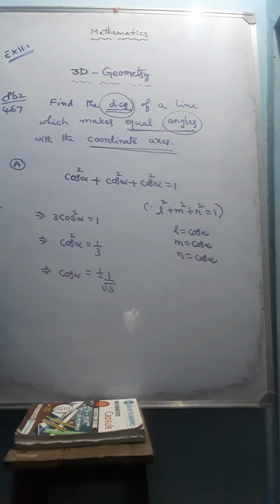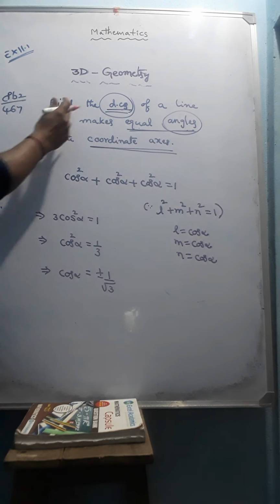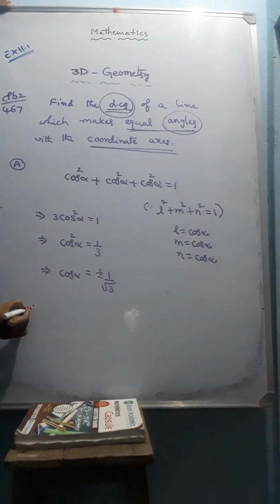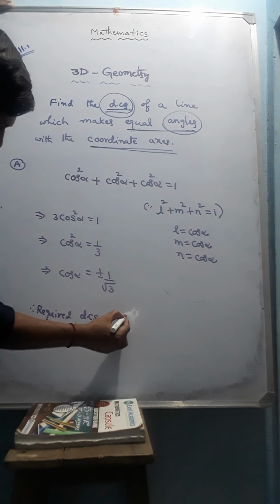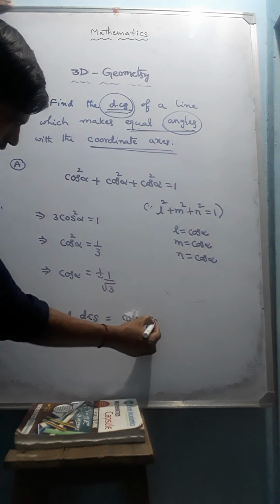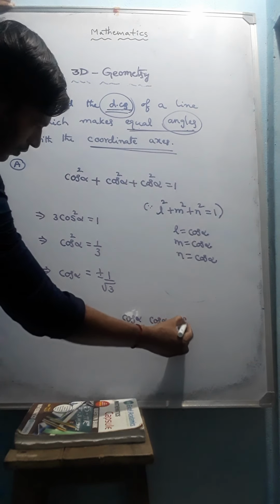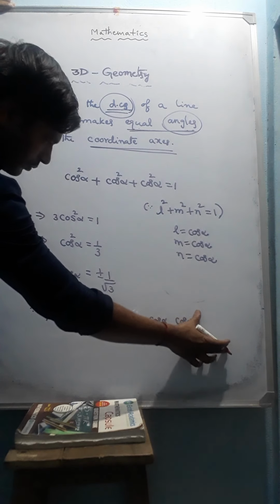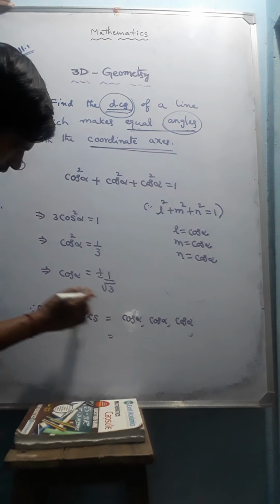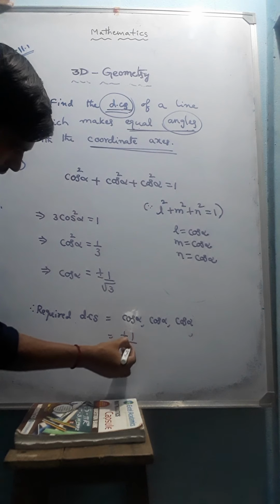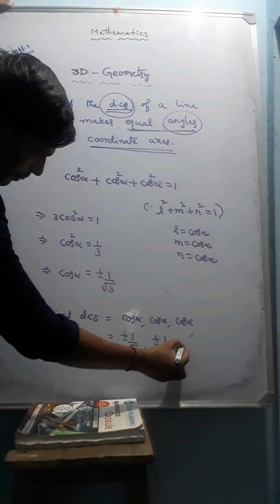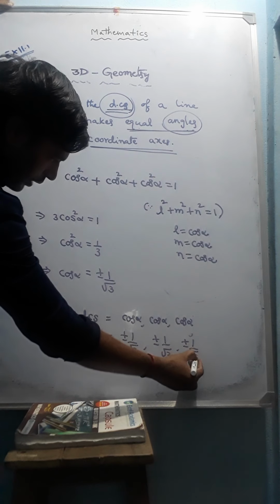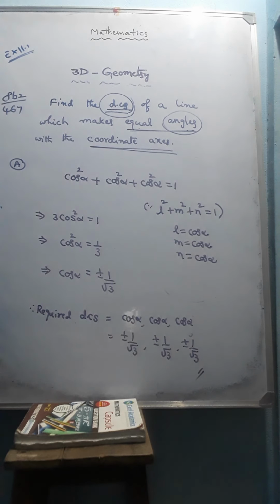Next, he is asking for direction cosines. Therefore, the required direction cosines are cos alpha, cos alpha, cos alpha, which is equal to, with cos alpha equal to plus or minus 1 by root 3, plus or minus 1 by root 3, comma, plus or minus 1 by root 3, comma, plus or minus 1 by root 3. Okay, write it fast.